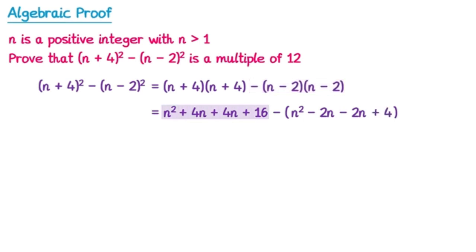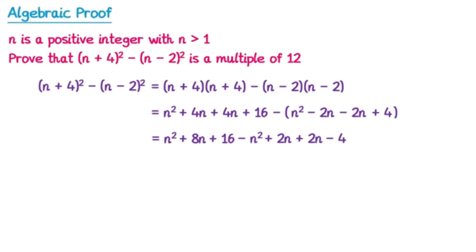We can simplify this quadratic here, it will be n squared plus 8n plus 16, and then we need to expand out this bracket. Since there's no number in front of the bracket, you could think of that number as being negative 1. So negative 1 times n squared is negative n squared. Negative 1 times negative 2n is positive 2n. The same for the next term. And negative 1 multiplied by positive 4 is negative 4.